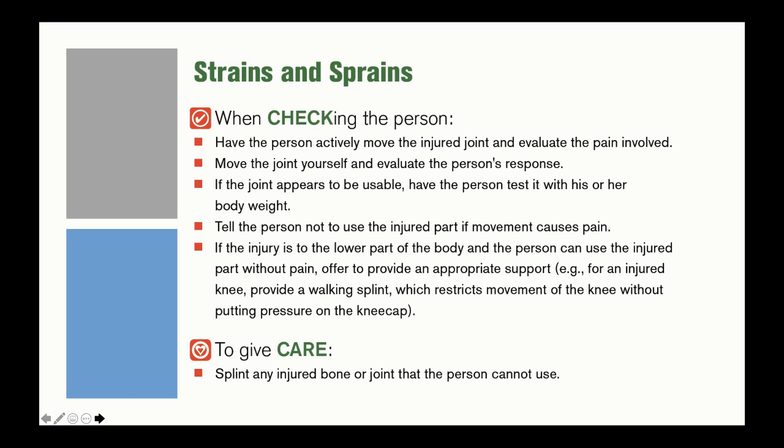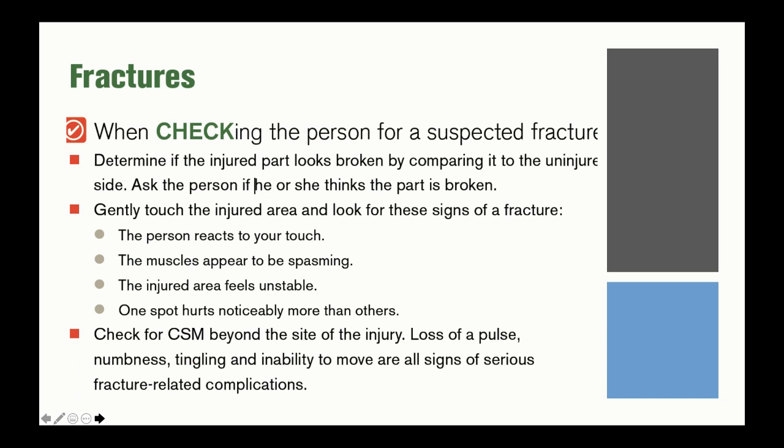Tell the person not to use the injured part if movement causes pain. And if the injury is the lower part of the body, see if the person can use it without pain, okay? Offer any sort of appropriate support. Injured knee, provide a walking splint, which restricts the movement. Again, there's videos on each of these types of splint on your module. To give care, splint any injured bone or joint that the person cannot use, okay? So when in doubt, splint.